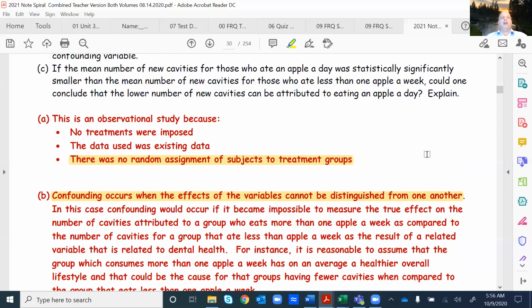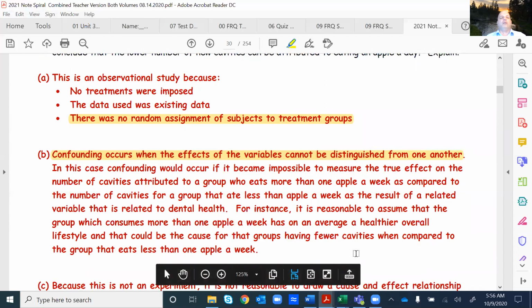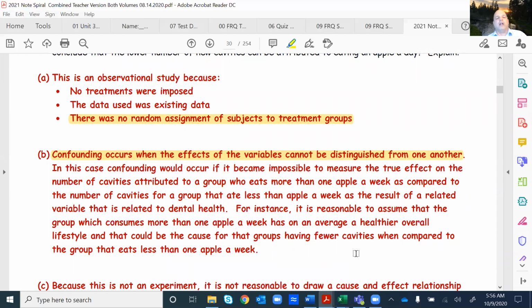In this case, confounding would occur if it became impossible to measure the true effect on the number of cavities attributed to a group who eats an apple a day compared to those who don't. All right? Why is that an issue? For instance, it's reasonable to assume that a group who consumes more than one apple a week has, on average, a healthier overall lifestyle, and that could be the cause for the group having fewer cavities.